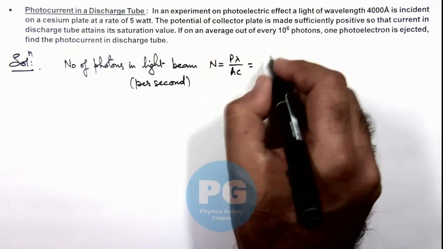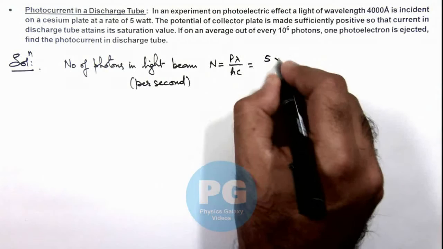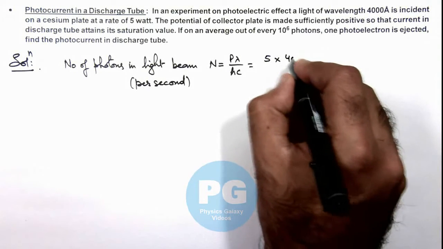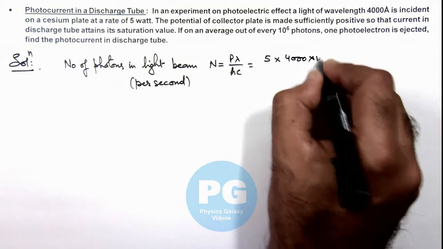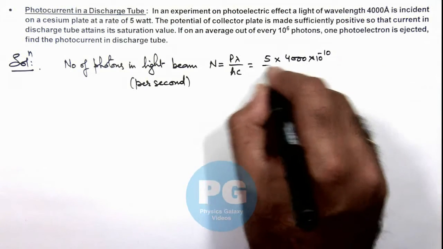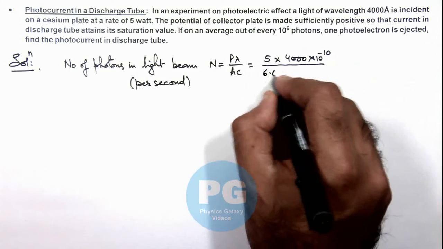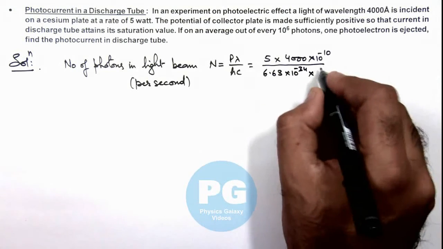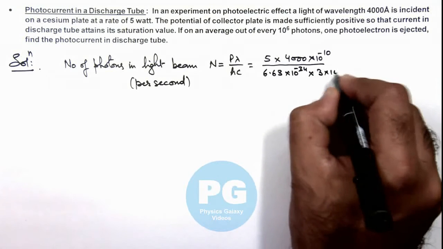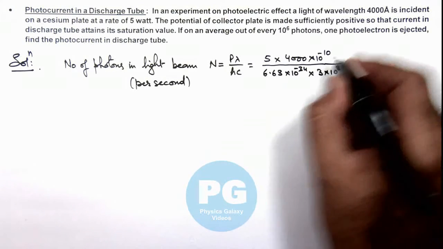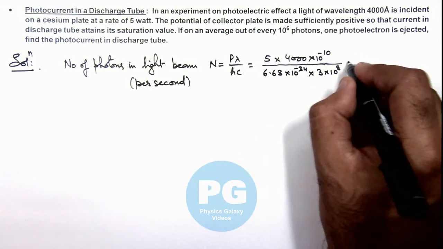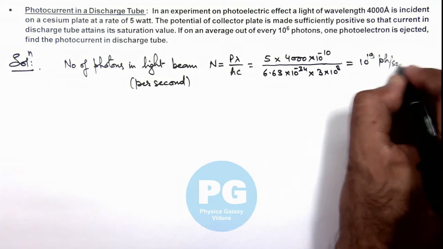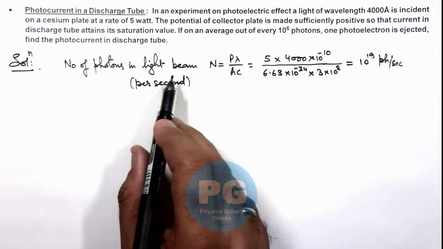We calculate the value: power as 5 multiplied by, here the light wavelength is 4000 angstrom, so 4000 into 10 to the power minus 10, divided by 6.63 into 10 to the power minus 34 and multiplied by 3 into 10 to the power 8. On simplifying, this gives us 10 to the power 19 photons per second falling in the light beam.